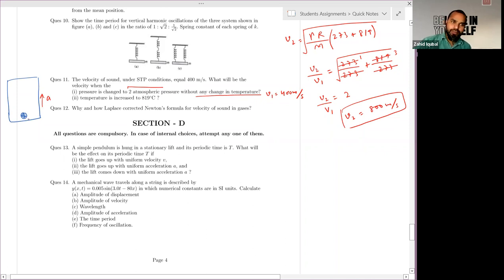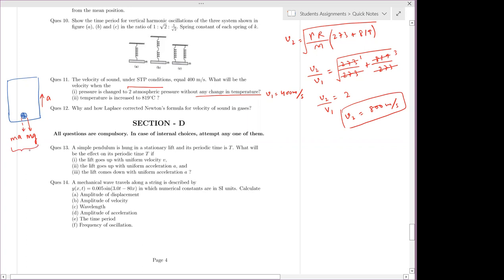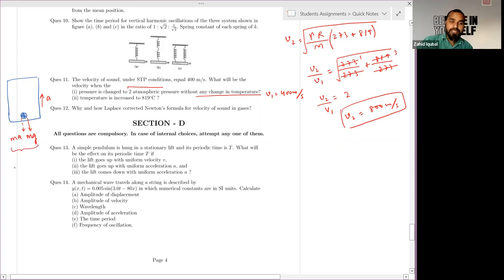Initially this body will be experiencing a downward force due to gravity, but due to acceleration of the system in the upward direction, another force will develop, which is called pseudo force, which is due to the acceleration of the system. Is it clear? Yes, sir. So the net force experienced by this body will be mass times gravity plus acceleration. So this quantity will be the net acceleration of the body.